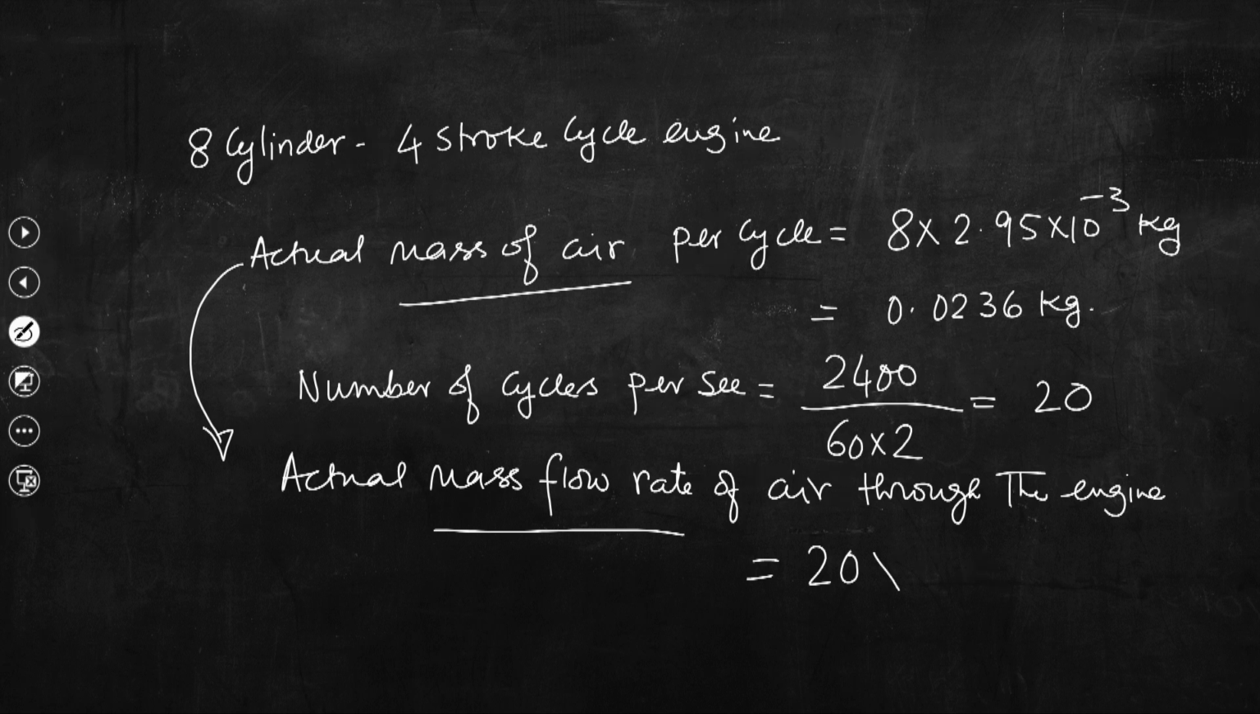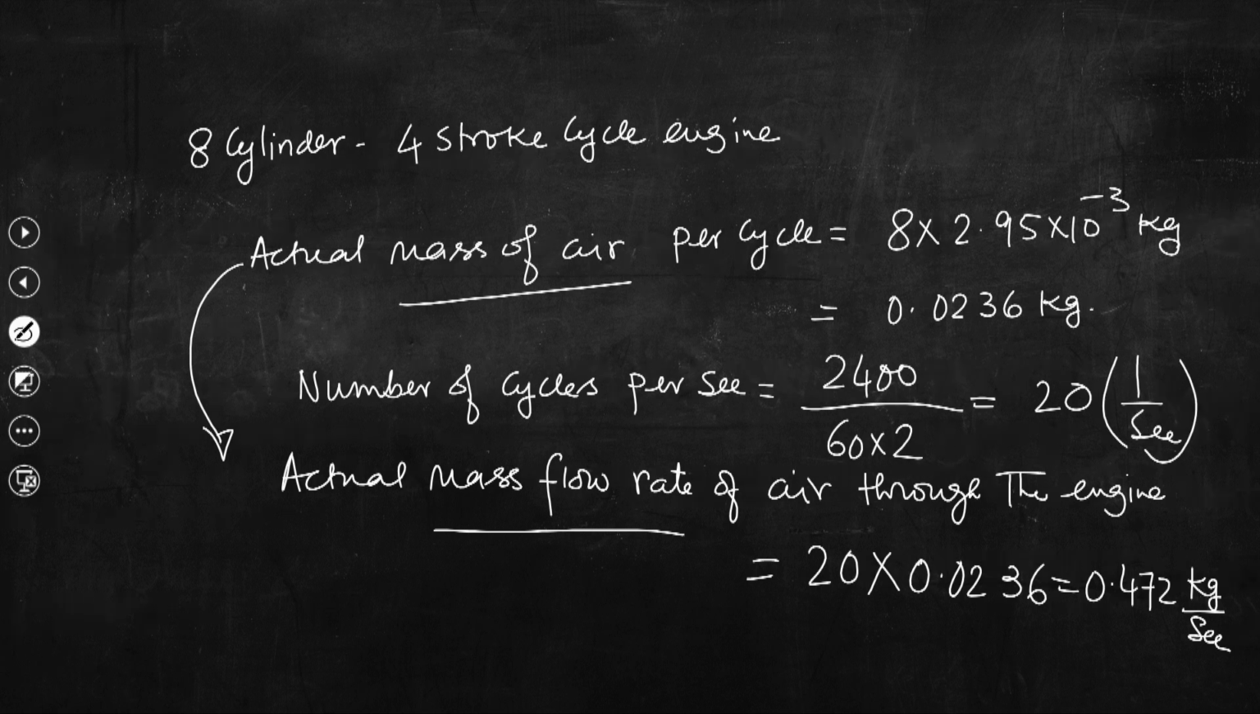So, this is 20 into 0.0236, and it is coming as 0.472 kg per second. So, we get the actual mass flow rate of air.